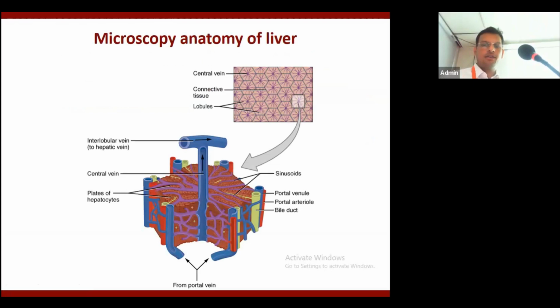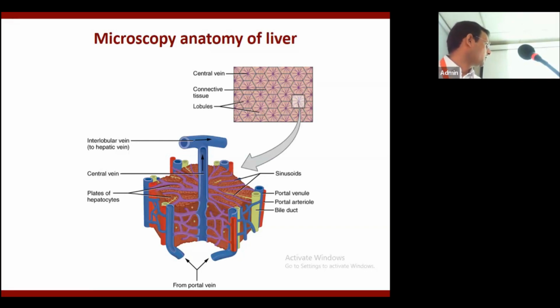So starting our class, this is a microscopic anatomy of the liver. This is a hepatic lobule, which is a functional unit of the liver. At the periphery of the hepatic lobule, there are portal triads: the bile duct, portal vein, and the hepatic artery. And at the center lies the branch of the hepatic veins, that is the central vein.